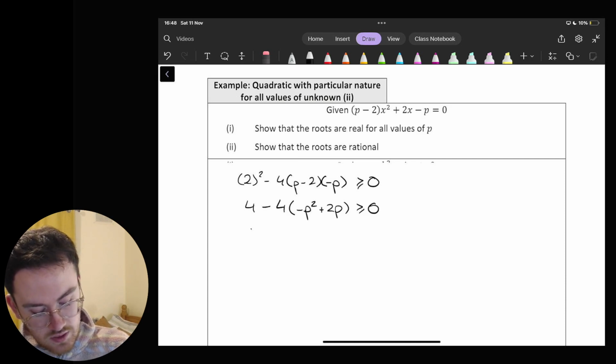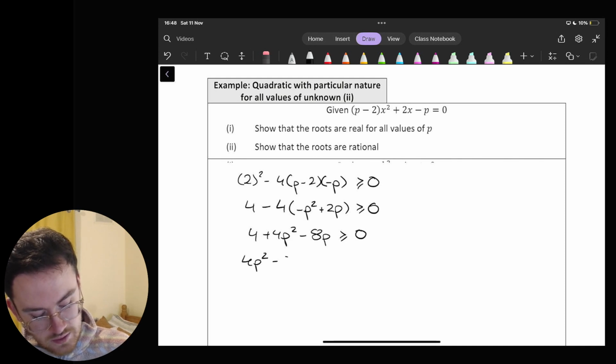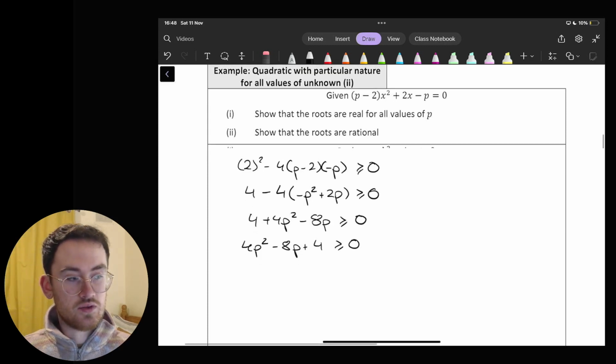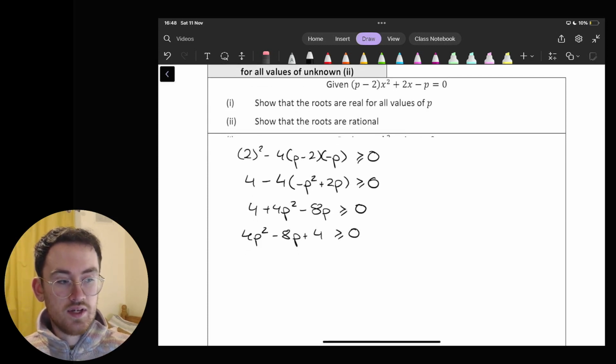And again, I'm trying to show that this is always positive. So plus 4p squared minus 8p, 4p squared minus 8p plus 4. I want to show that this is always greater than or equal to 0.